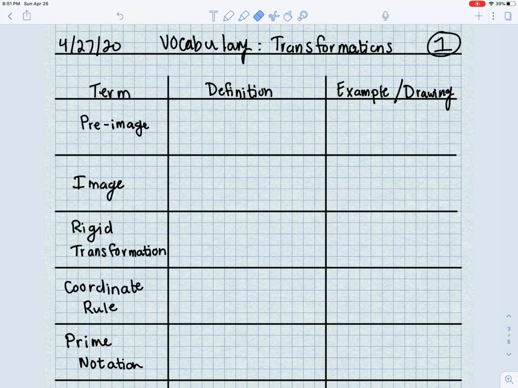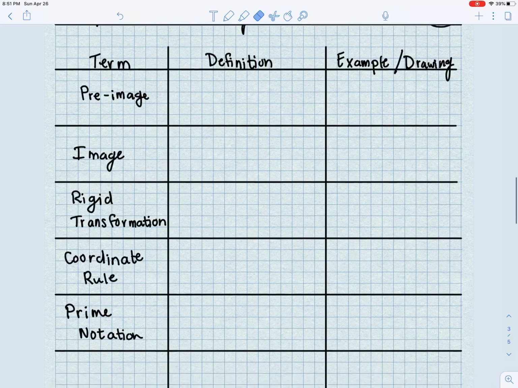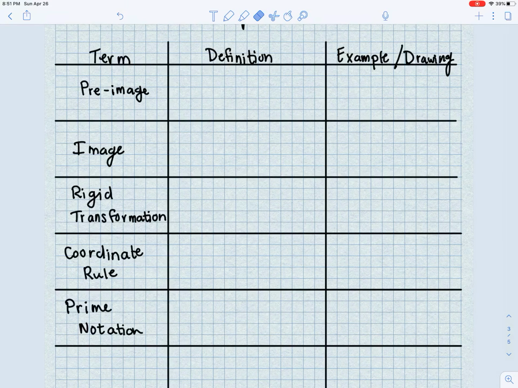Go ahead, pause the video, take a minute, you can copy down my table here. It doesn't need to be exactly the same, but please include these terms on the left side: preimage, image, rigid transformation, coordinate rule, prime notation. Let's talk about some of these things. You may have heard some of these terms before, or they might sound familiar, which is great, but if they don't, that's fine too.